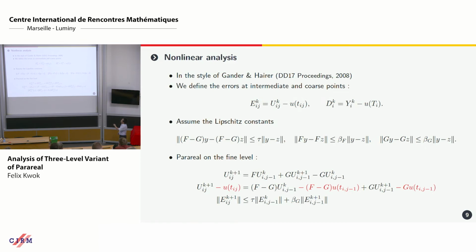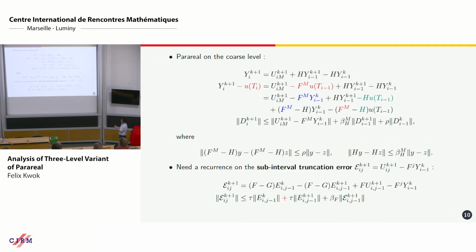And the way you go about it, like in two-level Parareal, is you assume some Lipschitz constant. So the Lipschitz constant of the difference between the fine and the coarse propagator, a Lipschitz constant of the fine and the coarse propagator themselves, which essentially depends on the properties of the ODE. And then you basically take the recurrence, you subtract the exact solution, and then you do some manipulation, and then you get something like this. So for two-level Parareal, this style of analysis will essentially just solve this recurrence, and then that gives you some estimate.